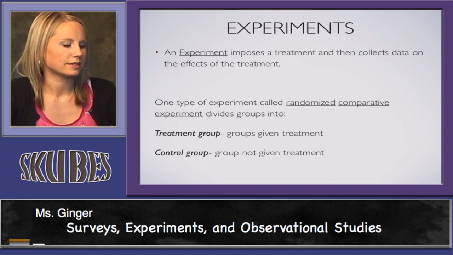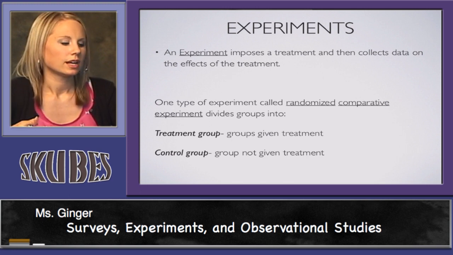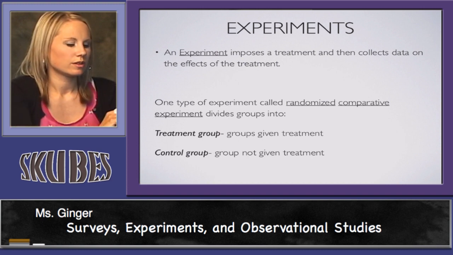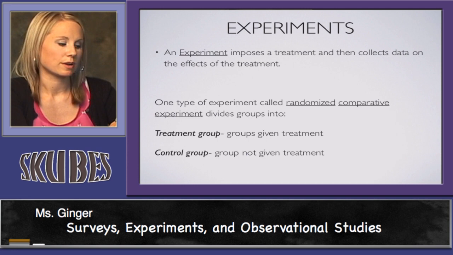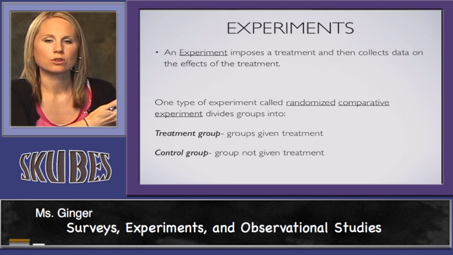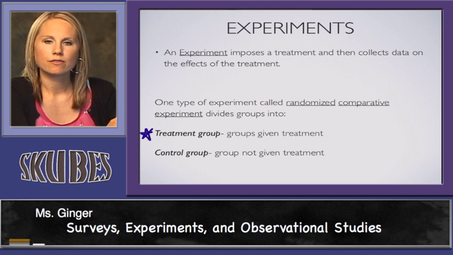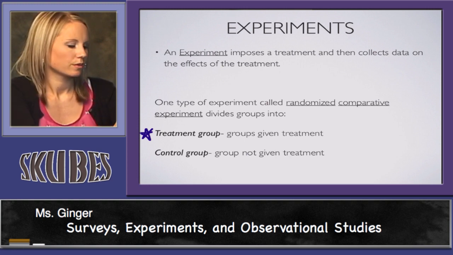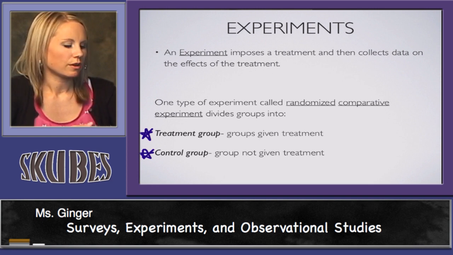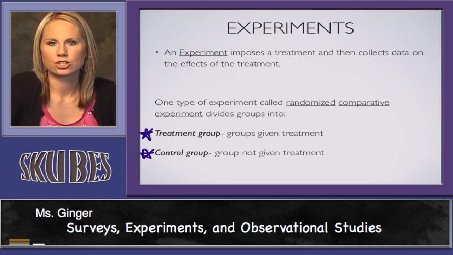Okay, let's talk about experiments. An experiment is actually going to be imposing a treatment and then collecting data on the effects of that treatment. Notice here, one type of experiment is called a randomized comparative experiment. So you'll actually divide, maybe, groups into two groups, and you'll impose the treatment on one group, called the treatment group here, and you'll just keep all the other factors the same for the other group so that you'll have a group to compare to. In the end, that's called the control group. You have to do that to see if what you're imposing is actually the thing that's causing a change.